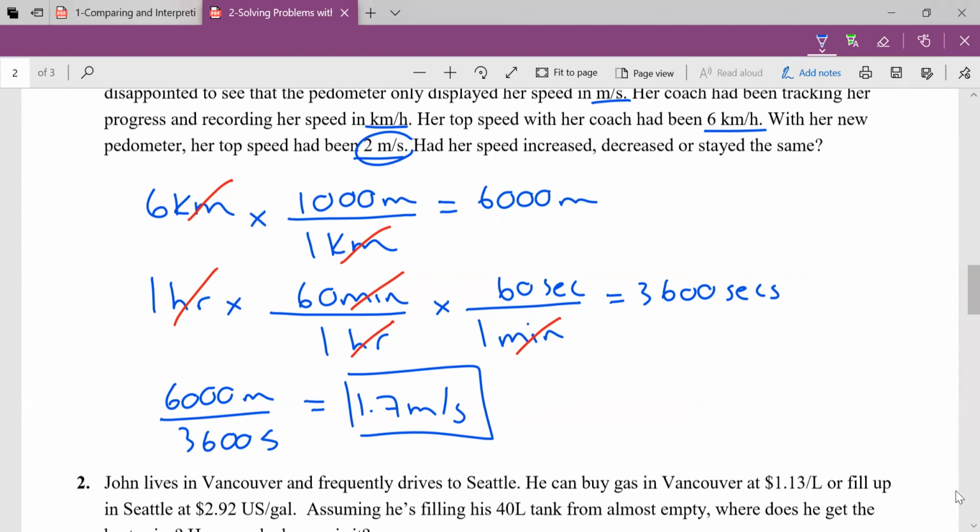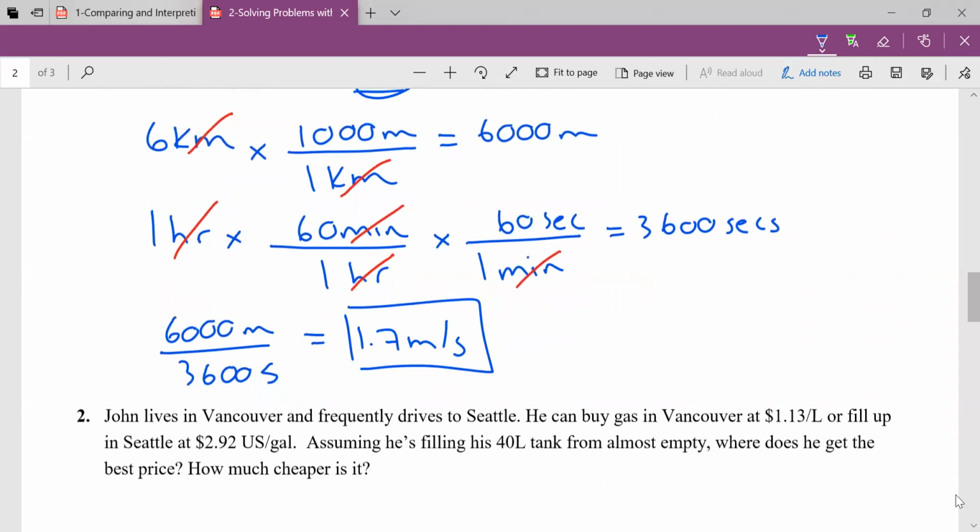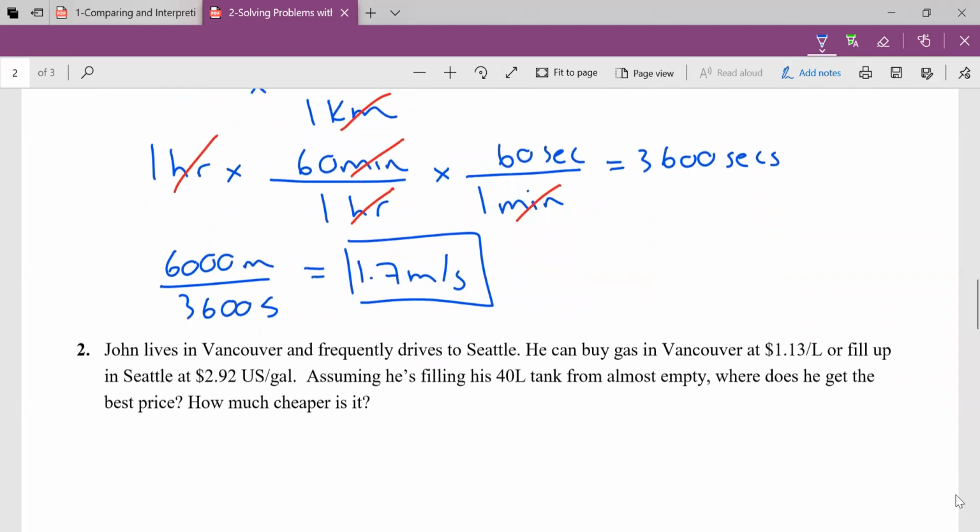Okay, that reminds me of when I drive down to the States and all of a sudden I have to switch from kilometers to miles, right?